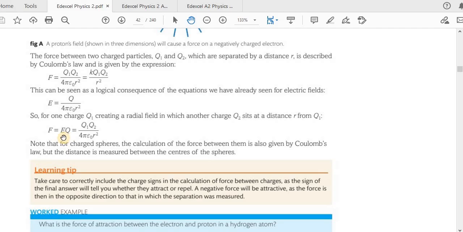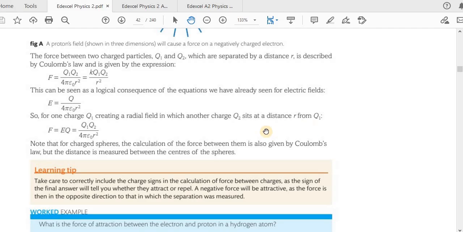Remember, E equals F over Q. When we learned about uniform electric fields, we learned this equation. So for this, if you substitute this, then you get E equals F over Q. We substitute that here into this equation for E, then you get this one. So for one charge Q1 creating a radial field in which another Q2 charge sits at a distance r from Q1.